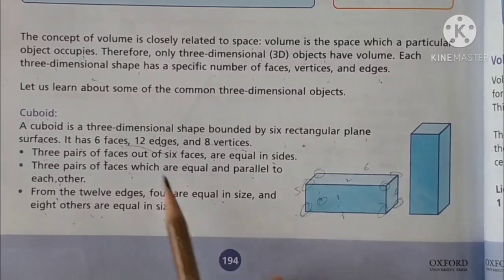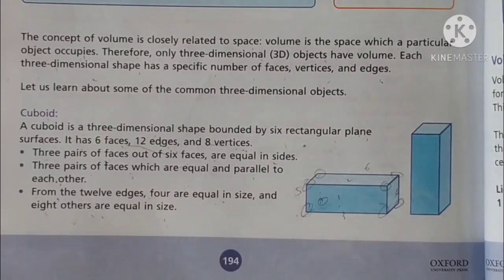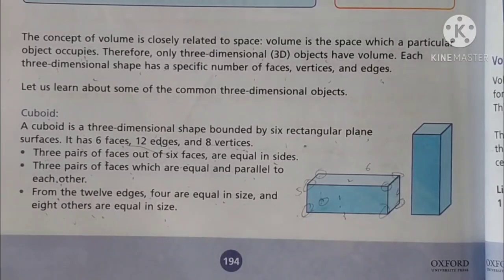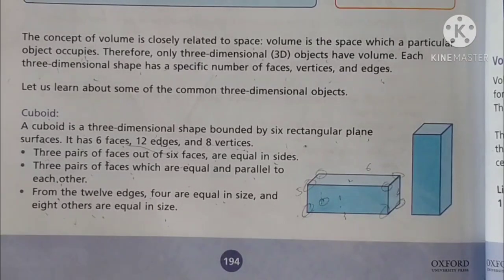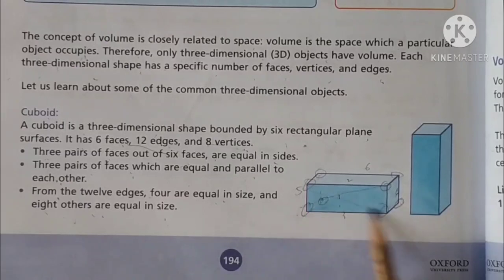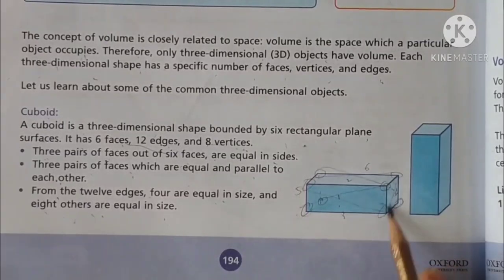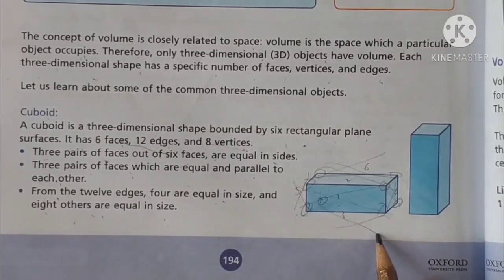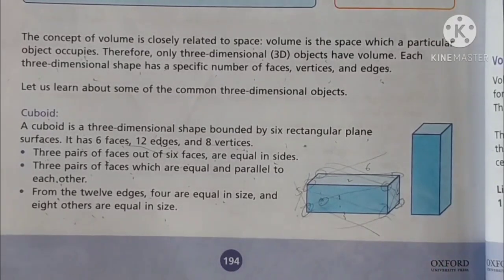Look at here. Edges are a simple line segment which we will get by joining the 2 vertices. So 1, 2, 3, 4, 5, 6, 7, 8, 9, 10, 11, 12. 4 इसकी back side पे. In this way we will get 12 edges. Clear students?